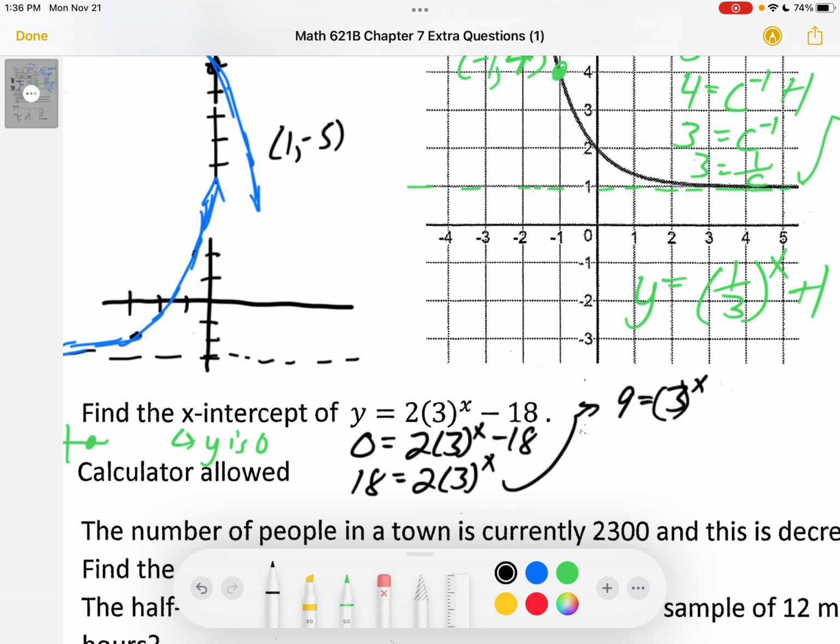9 equals 3 to the x. You can probably solve that by inspection, but we could also go to a common base, because it's an exponential equation, and then just drop our bases. x equals 2.